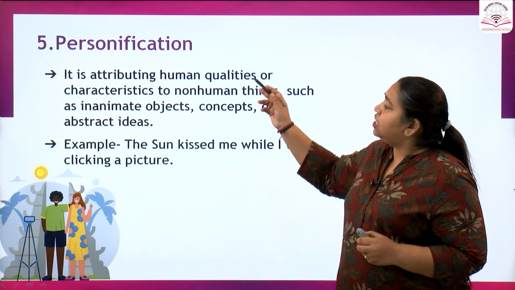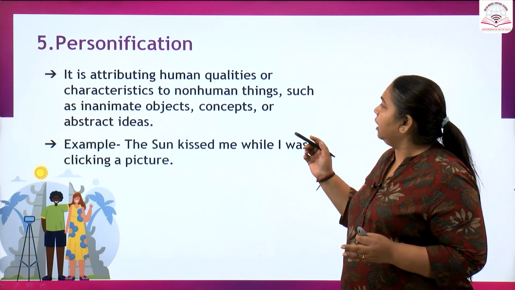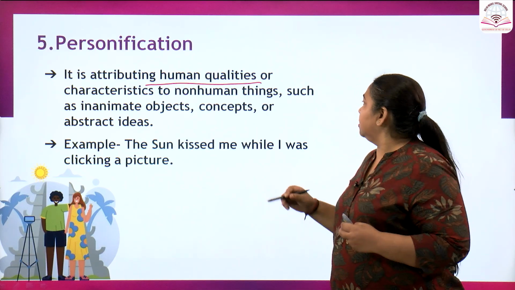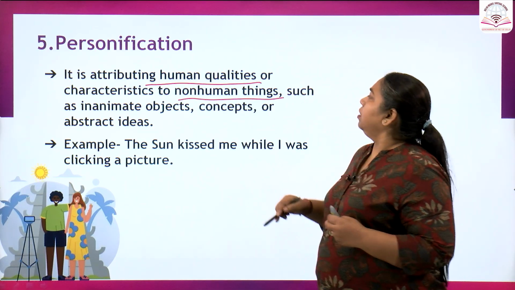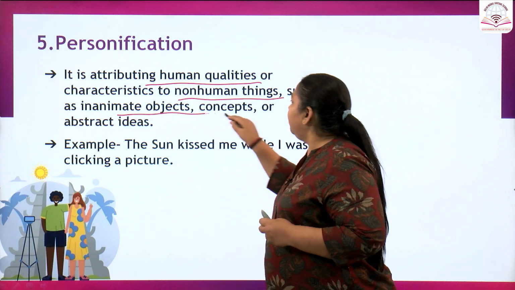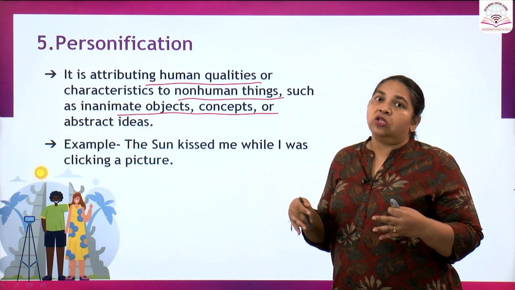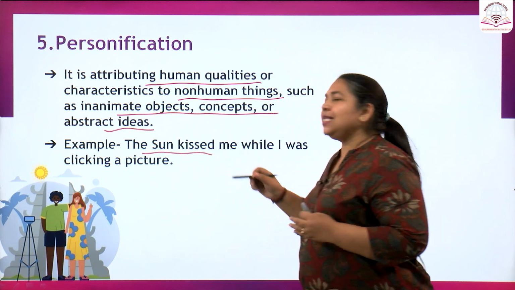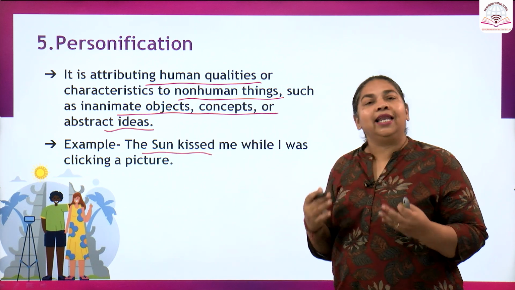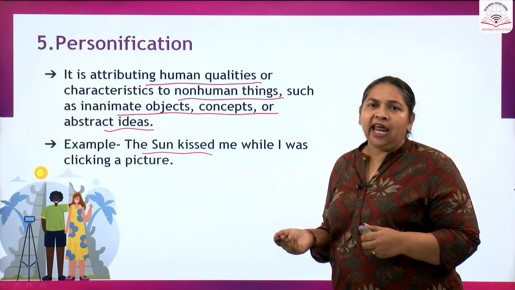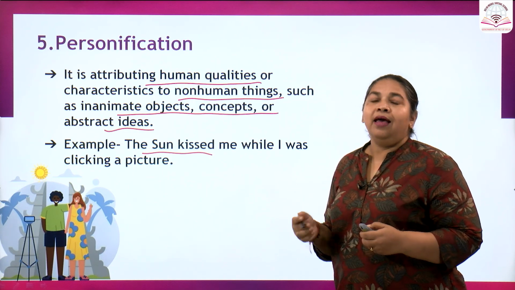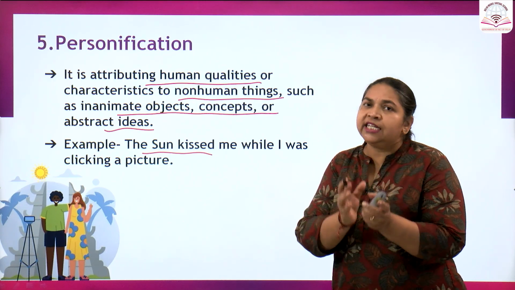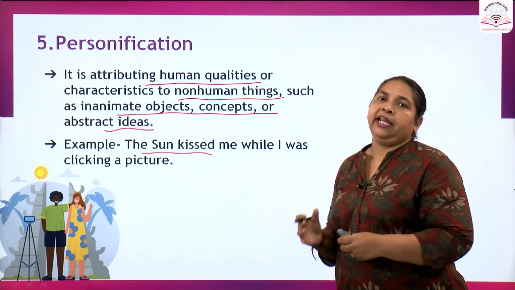The next that comes is personification. As the name says, it's attributing human qualities or characteristics to either animals or other inanimate objects or concepts or abstract ideas. The example here is, the sun kissed me while I was clicking a picture. Now here the inanimate object is the sun and it is kissing. That means the object has been given a human trait.